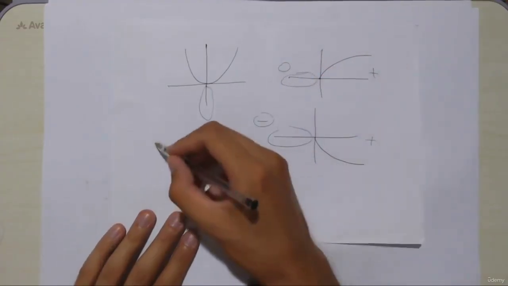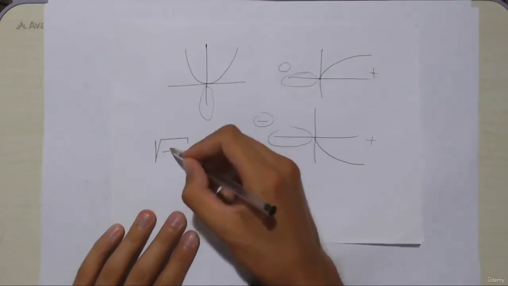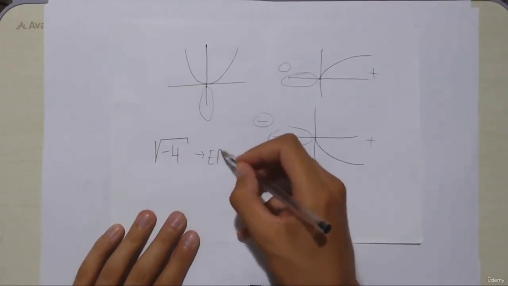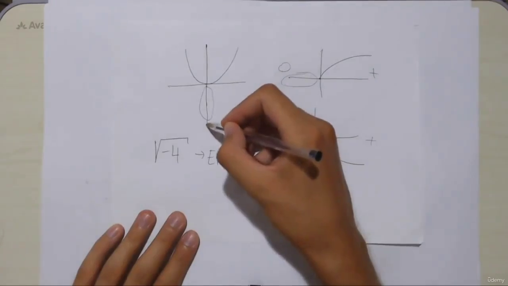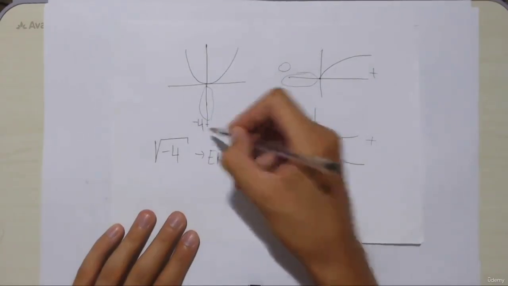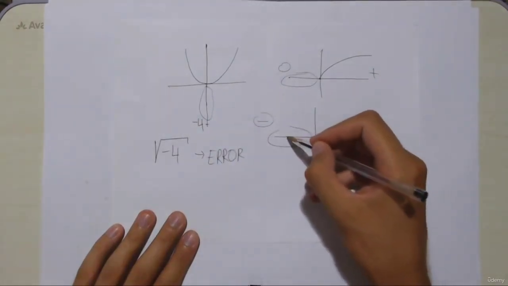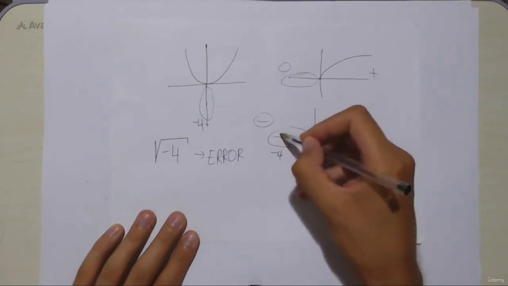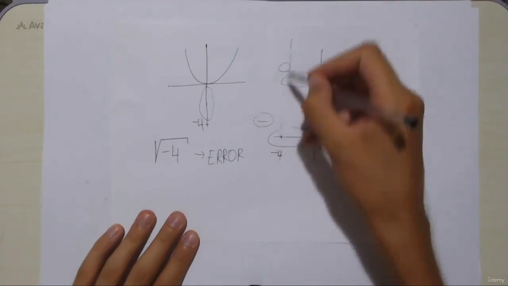And that's why when you put minus 4 into a calculator, it gives you an error. In fact, if you take minus 4 here, and you move here, where you have minus 4, then there is nothing here. Absolutely nothing.